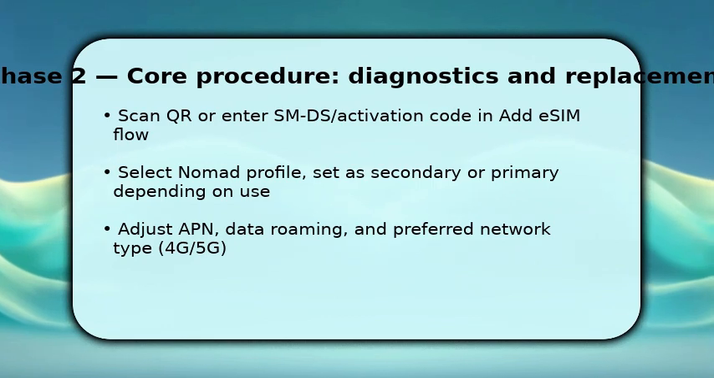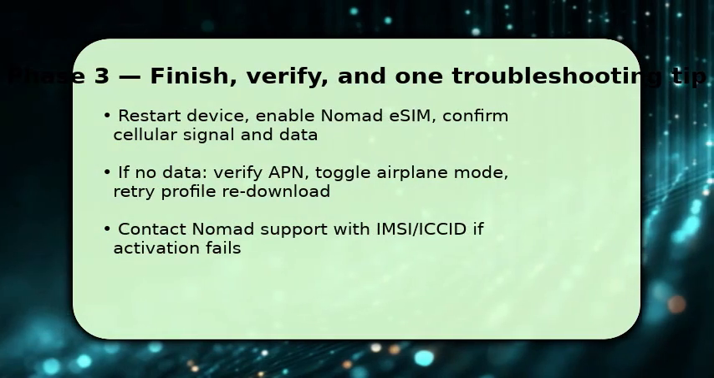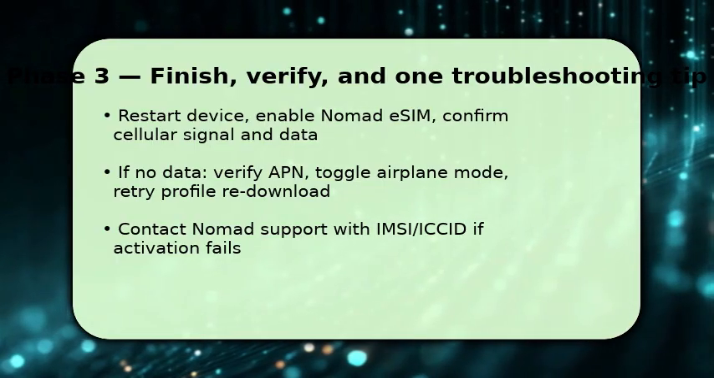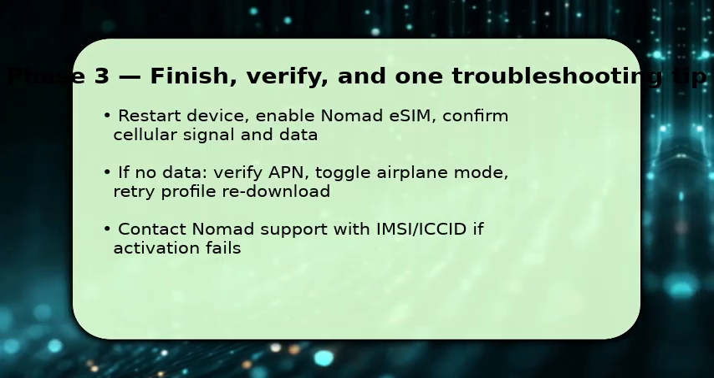You finish by rebooting the phone, then enable the Nomad eSIM profile and check signal bars and mobile data. Make a test load, web page, or speed test to confirm connectivity.